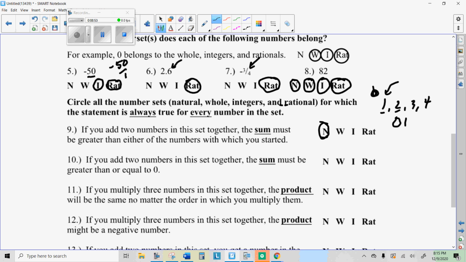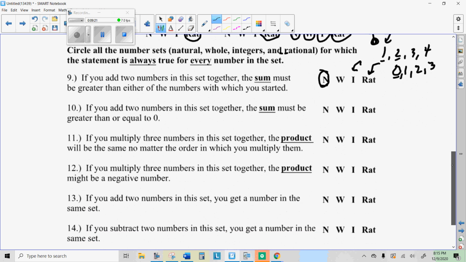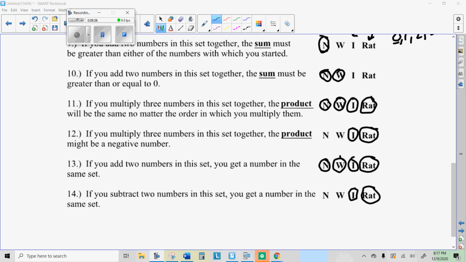Whole numbers, remember they start at 0. If you add 0 plus 0, you will not be greater than the number that you started with. So that doesn't work. And since 0 is also an integer, you could pick that for that. Since it's also a rational, you could pick that for that one. So nothing else works for that one. All right. I'm going to let you think about the 10 through 14, get as many as you can, and then you can check your answers.